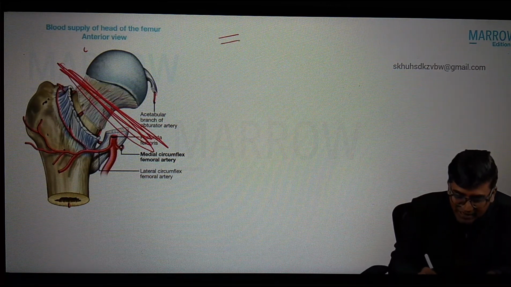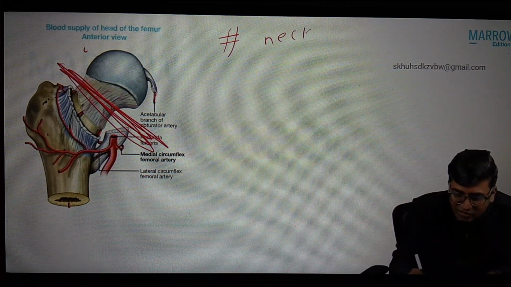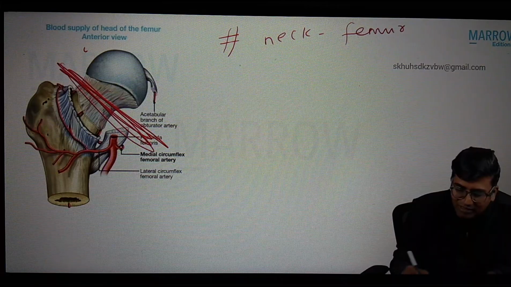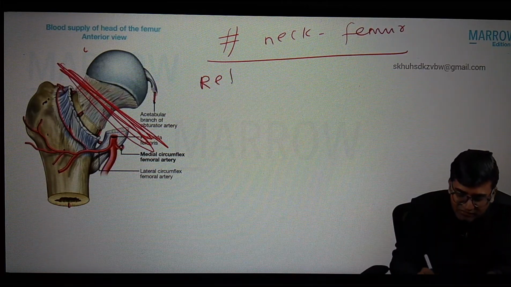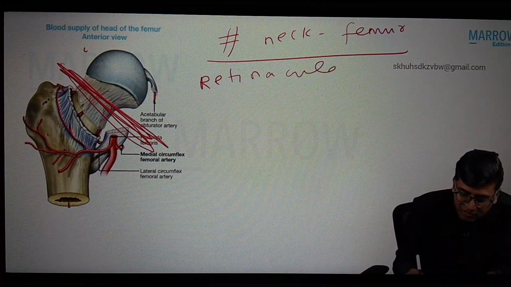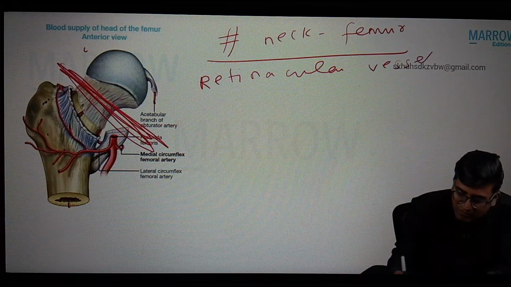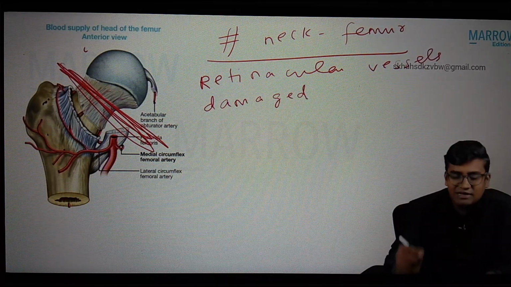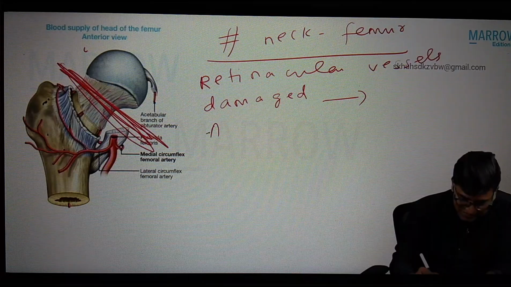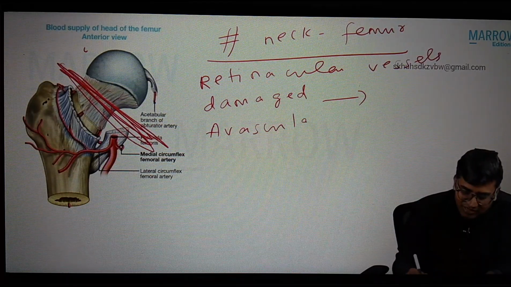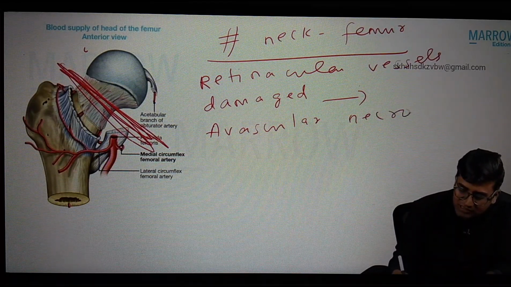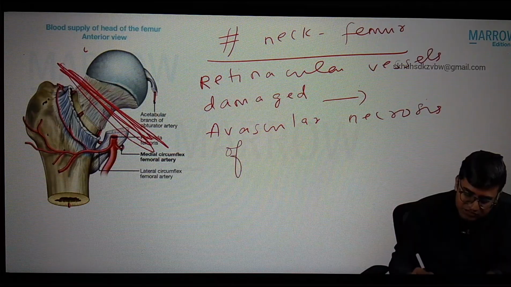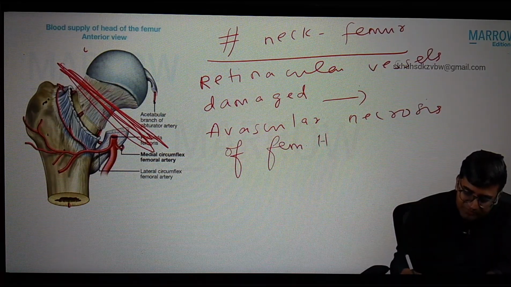Okay. So please write fracture of neck of the femur. What will happen to the patient? The retinacular vessels are damaged. Retinacular vessels coming from the medial and lateral circumflex femoral artery are damaged, which in turn leads to, yes, avascular necrosis of femoral head. Avascular necrosis of femoral head.